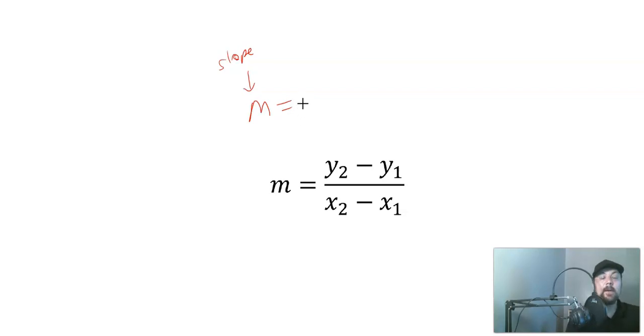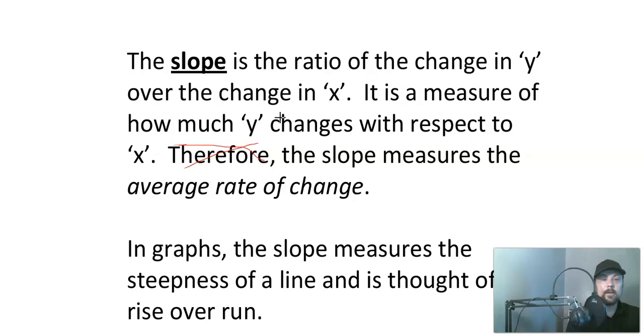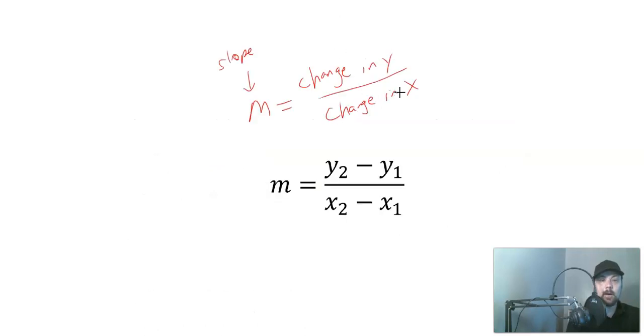But it's M. And what we're doing here is we're taking the change in Y on top over the change in X. All right, so this is the definition that we just talked about on the previous screen, right? The ratio of the change in Y over the change in X, change in Y over change in X. And to measure the change, you will subtract, right?